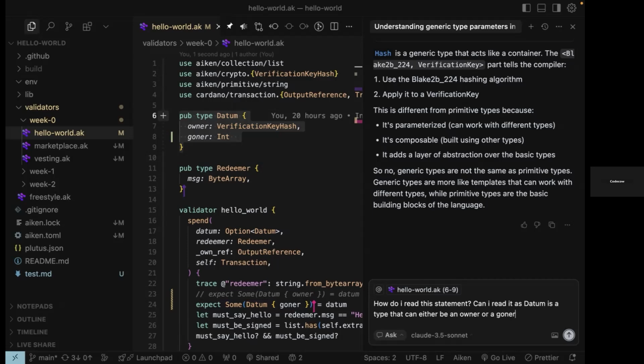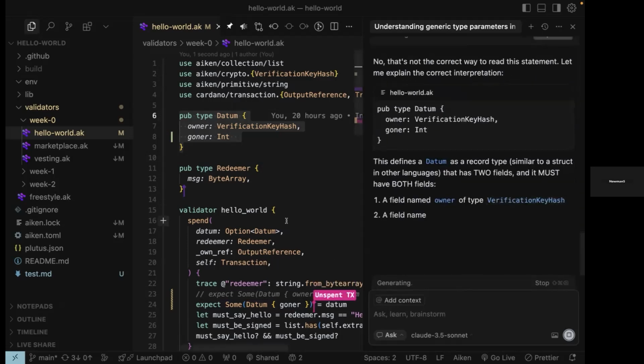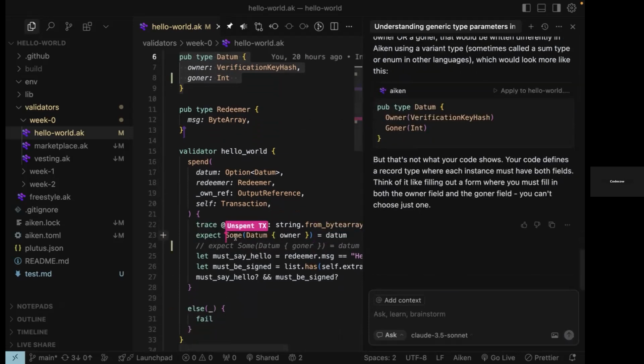Because look at line 23 and 24. If you wanted it to be an owner, you would read this line like, expect some datum with owner, of the owner. Or if you wanted it to be goner, you would do that same thing here. You're expecting it to be of type goner. I think what Newman says makes sense in this type, right?